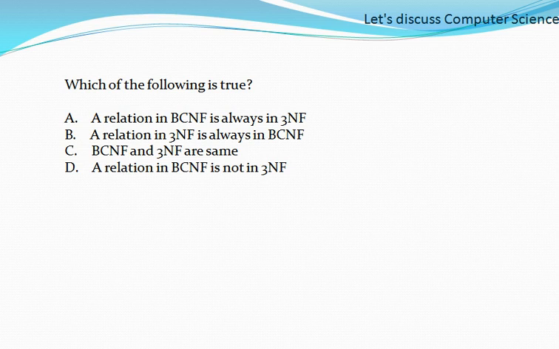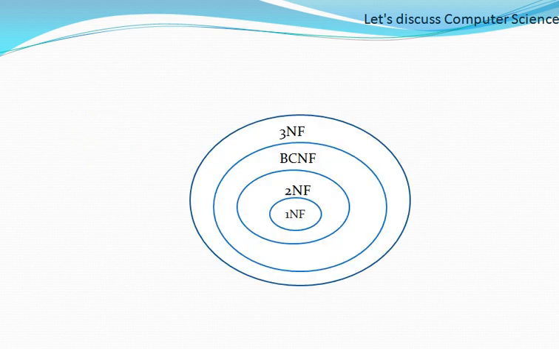I have already explained the differences in a different lecture. Please go through that. This is the diagram we can remember: first normal form and second normal form, then BCNF and third normal form. There is no guarantee that if it is in BCNF it will be in third normal form, but if it is in third normal form, it will satisfy third normal form and BCNF properties.